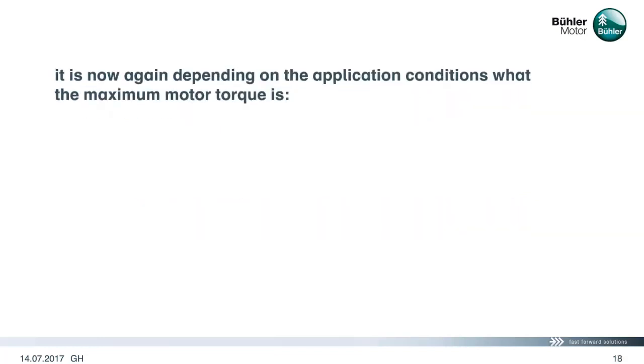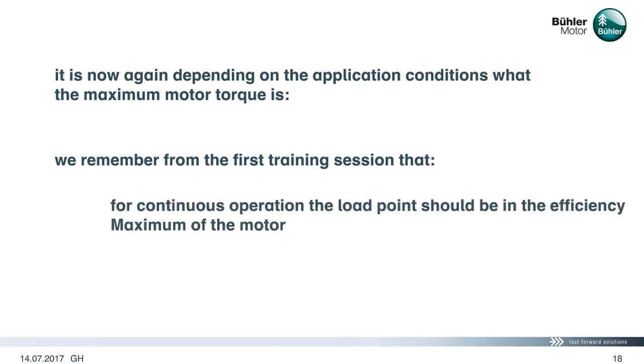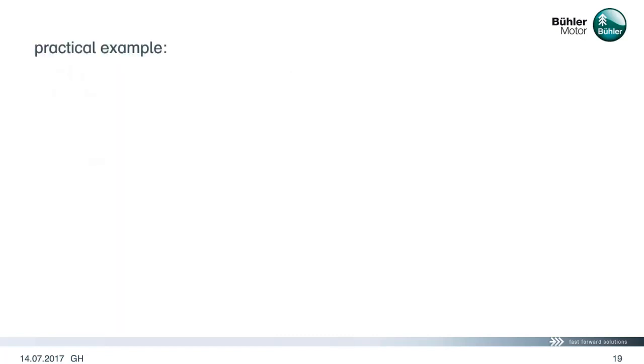It is now again depending on the application conditions what the maximum torque is. We remember from the first training session that for continuous operation the load point should be in the efficiency maximum of the motor. For cycle operation, the load point may be up to the output power maximum of the motor. Like in the first two sessions, a practical example will show by concrete numbers how the gear motor approach typically works.